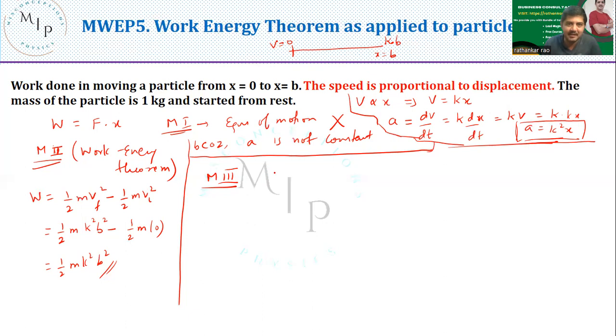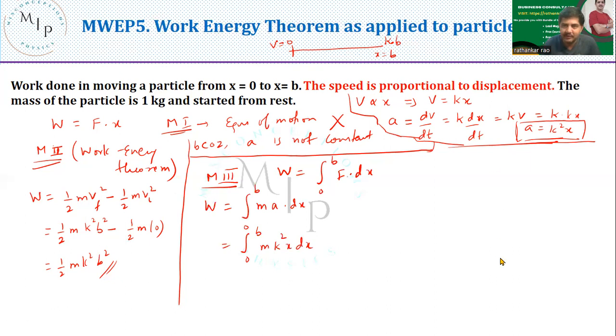Now what is it that we have here? We have work done. Work done is equal to the integral from x equal to 0 to x equal to b of F dot dx. F dot dx. Now what am I going to do? I'm going to write W is equal to the integral of 0 to b of, what is F here? See, acceleration is k square x by this method, right? So therefore the force should be equal to m times a, multiplied by dx. So let us write this one now, which tells me 0 to b of m into k squared into x into dx. That's what we have got.